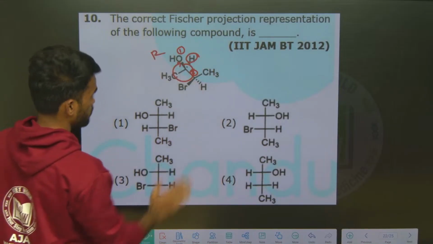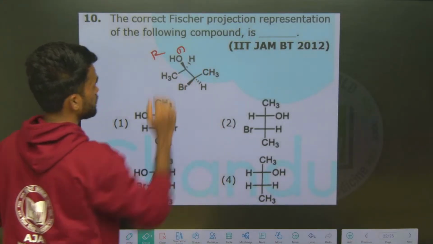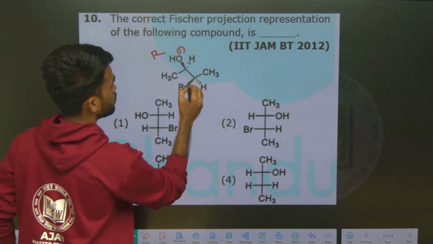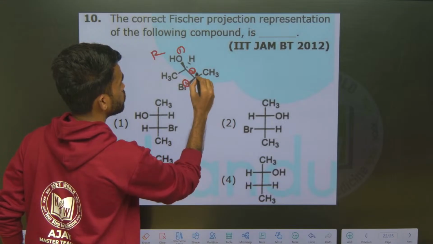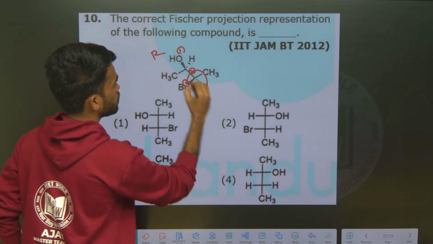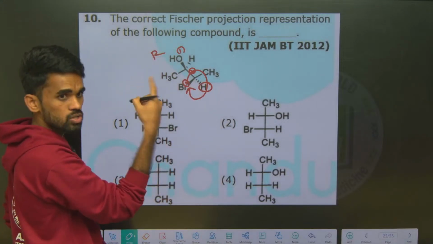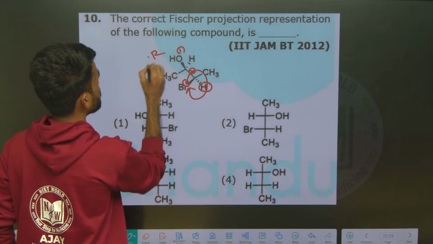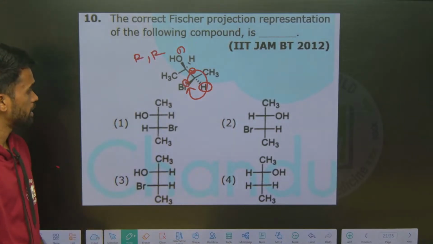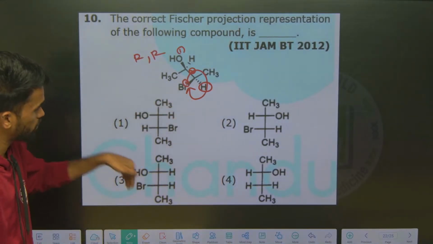Okay, so I am erasing this now. At the second chiral center, 1, 2. This is also clockwise and least priority on dash. So R only. So both of them are R comma R. Okay, next, the same RR will be there in which of these compounds?